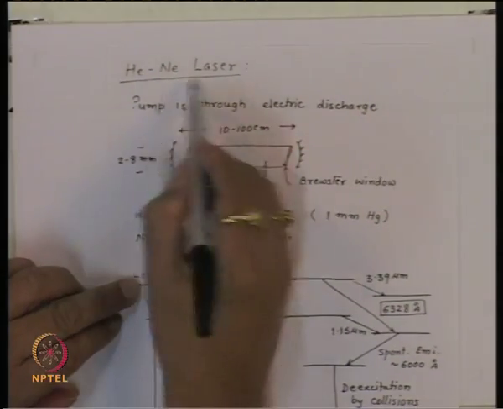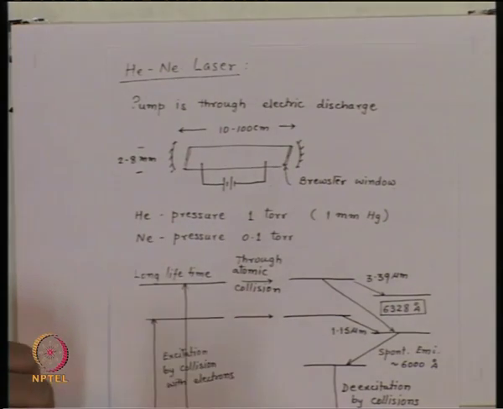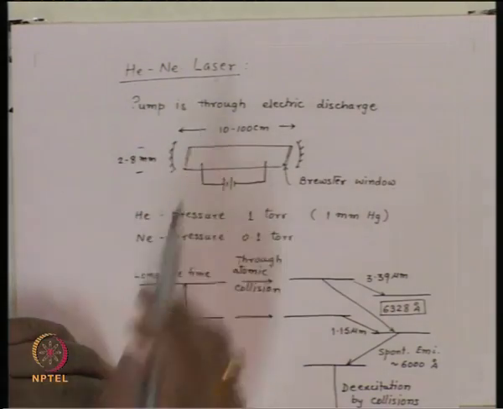Another laser which we see in laboratories is what is called the helium neon laser. In fact, this is the laser which is used in most of the pointers which give you a red spot. All the pointers which are used for seminars and all that essentially use the helium neon laser.